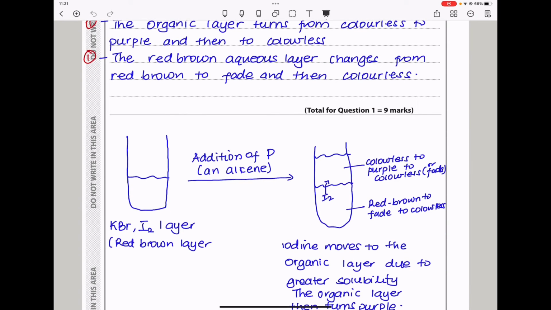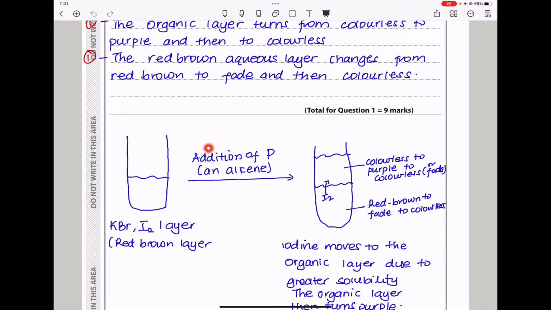In my demonstration, I have potassium bromide. This is the layer we have seen previously. This is a solution we have seen previously. As a result of potassium iodide reacting with bromine, we get this solution, which is going to have potassium bromide as well as iodine, and it's going to be red-brown.